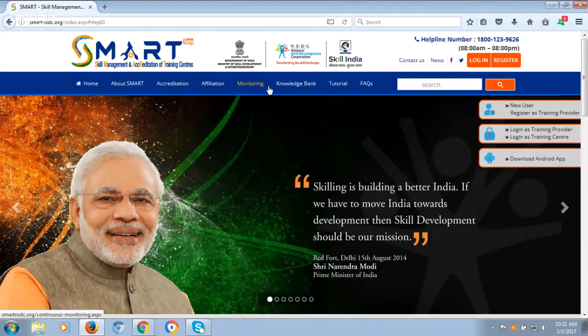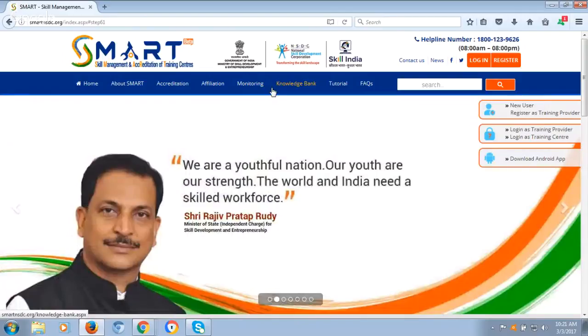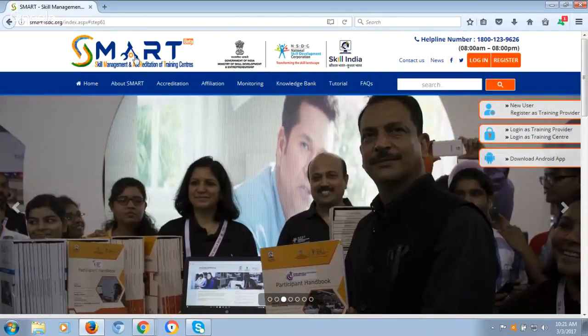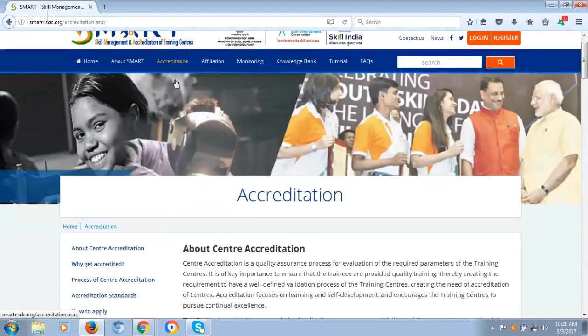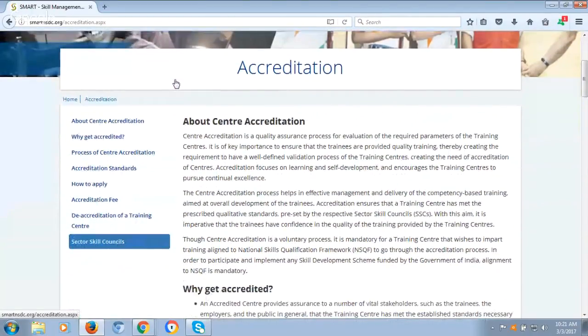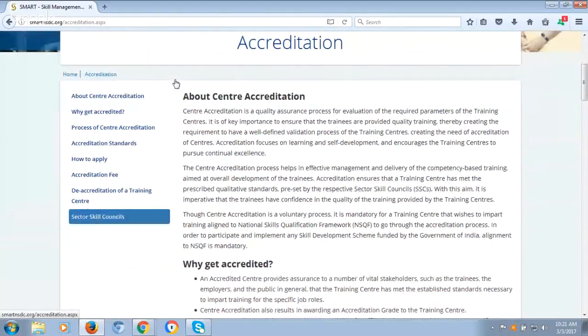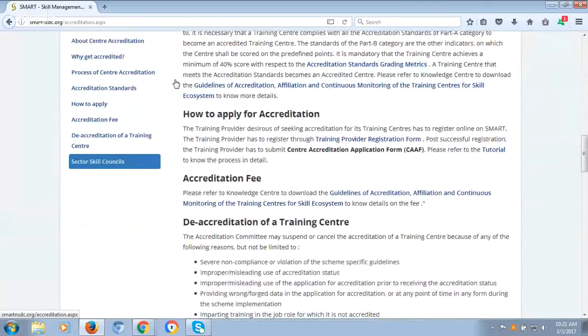Okay, what we have to do, how we have to go about it. So in the SMART portal, they have mentioned what SMART is, about accreditation they have given. You can see, you can click it. That is what I told you. Center accreditation is there. What is it about center accreditation? Why get accredited? Accreditation standards. So everything is well defined.